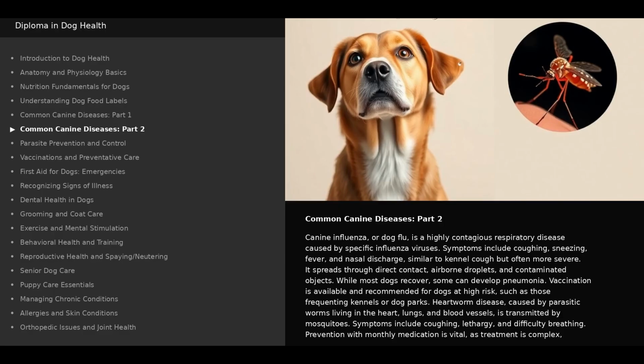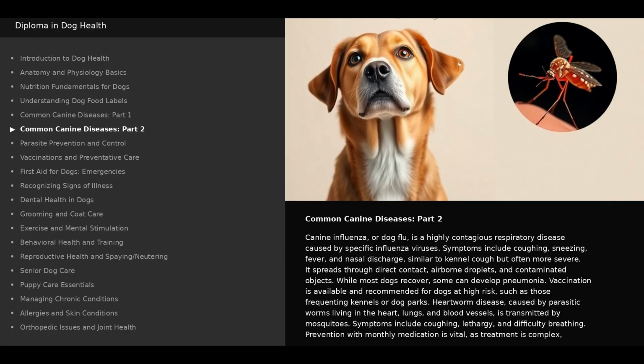Canine influenza, or dog flu, is a highly contagious respiratory disease caused by specific influenza viruses. Symptoms include coughing, sneezing, fever, and nasal discharge, similar to kennel cough, but often more severe. It spreads through direct contact, airborne droplets, and contaminated objects. While most dogs recover, some can develop pneumonia. Vaccination is available and recommended for dogs at high risk, such as those frequenting kennels or dog parks.